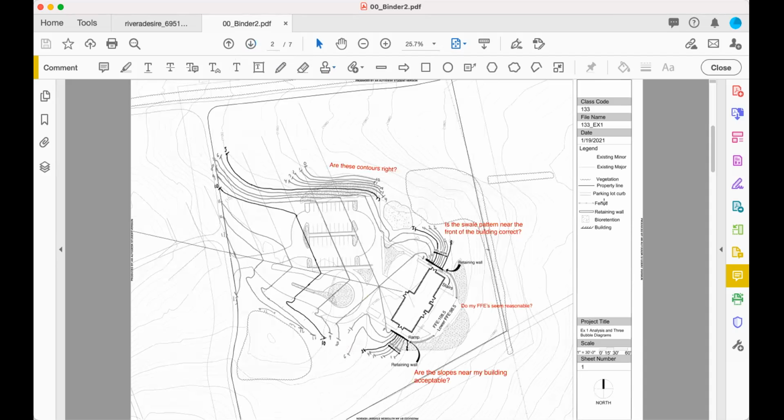Okay, we have 133. I think this is Tyler. Yep. Are these contours right? I wasn't so sure if I pushed them far enough in front of the building. Correct, FFE seems reasonable. Are slopes near my building acceptable? Oh, I forgot to put the label. Yeah, the pavement's 2%. I forgot to put that label in.